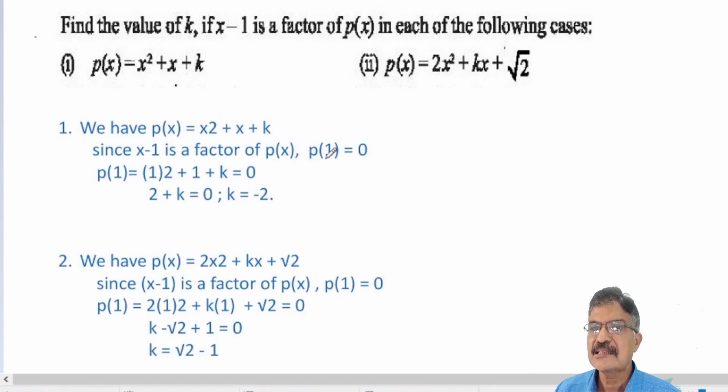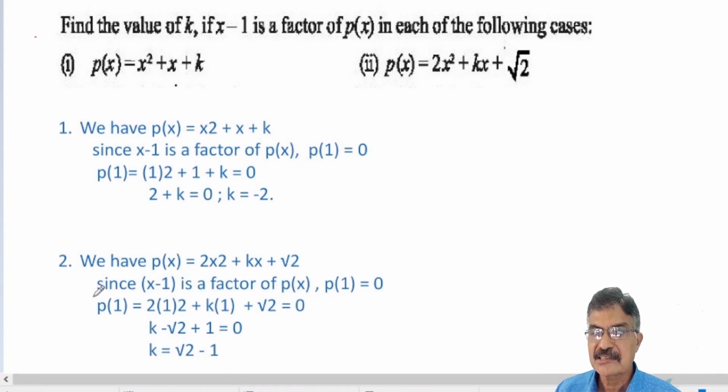Since x minus 1 is a factor of p(x), p(1) is equal to 0. This p(1) is the remainder that we obtain by dividing x square plus x plus k by x minus 1. Substitute the value of x with 1, and equate it to 0 and solve for k. Then we will get k is equal to minus 2.